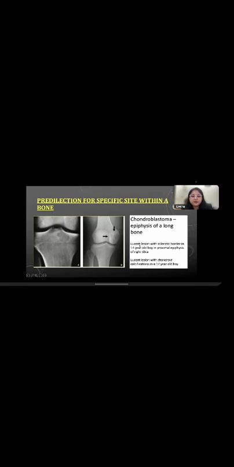long bone. It appears like a lucent lesion with sclerotic border in the proximal epiphysis of tibia, and lucent lesion with chondroid kind of calcification. That means ring and arc like calcifications. You must think of chondroblastoma. If these calcifications are not there, the lesion is more lytic. Think of GCT.